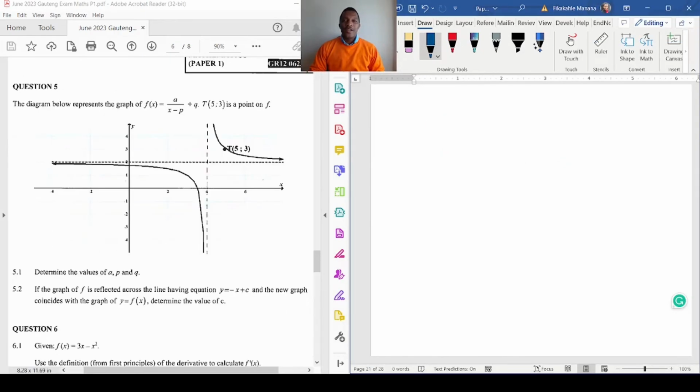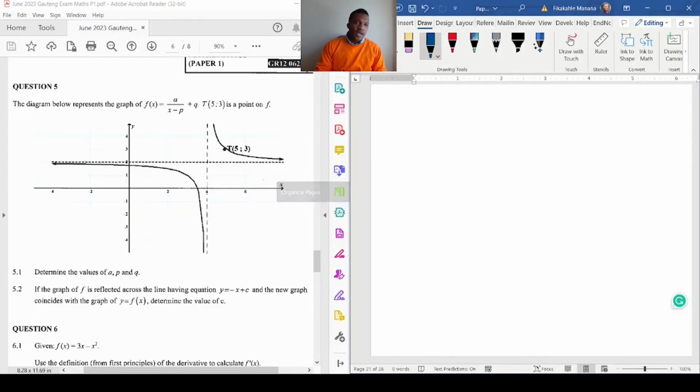Well, hello there. My name is Fiarahle Manana, and we are still doing the 2023 June examination. This is the Gauteng provincial paper for mathematics. We are now in question number 5. Well, let's get right into it.